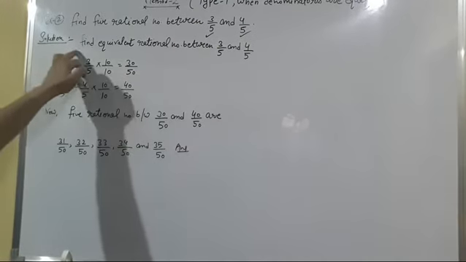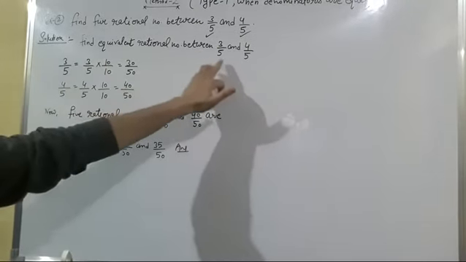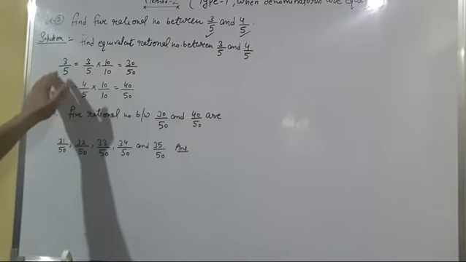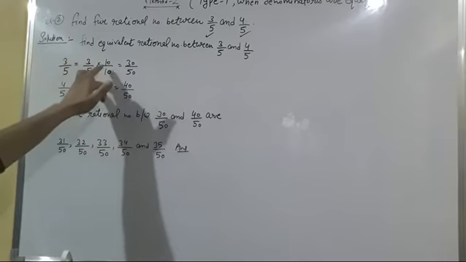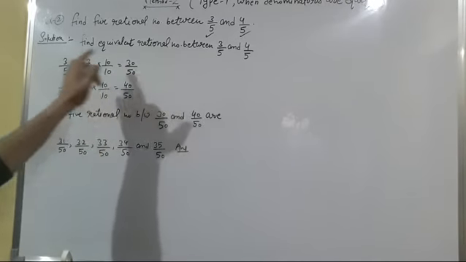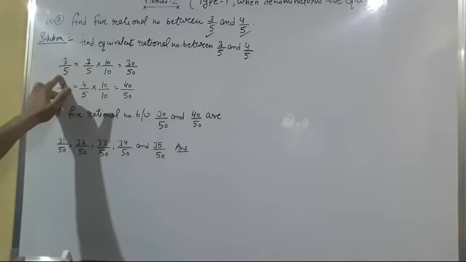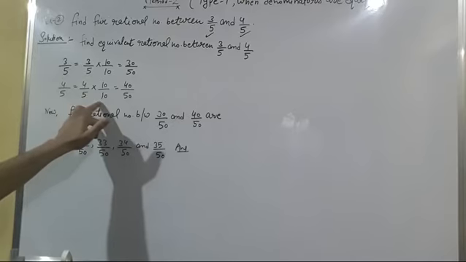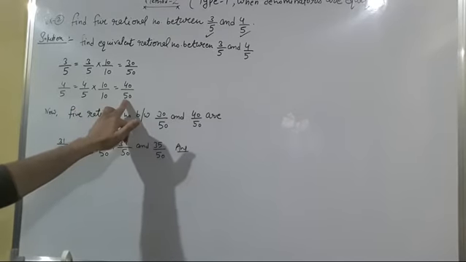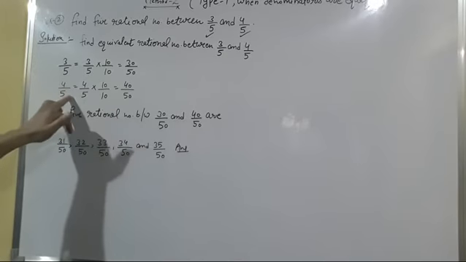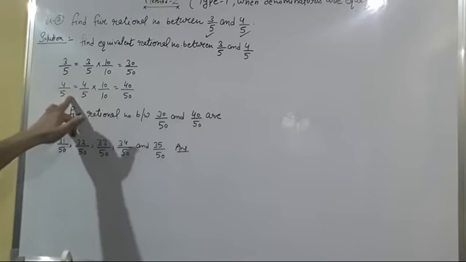Now find equivalent rational numbers of 3 by 5 and 4 by 5. 3 by 5 equals 3 by 5 multiplied by 10 by 10, which is 30 upon 50. 30 upon 50 is an equivalent rational number of 3 by 5. Similarly, 4 by 5 multiplied by 10 by 10 is equal to 40 upon 50. Therefore, 40 upon 50 is an equivalent rational number of 4 upon 5.